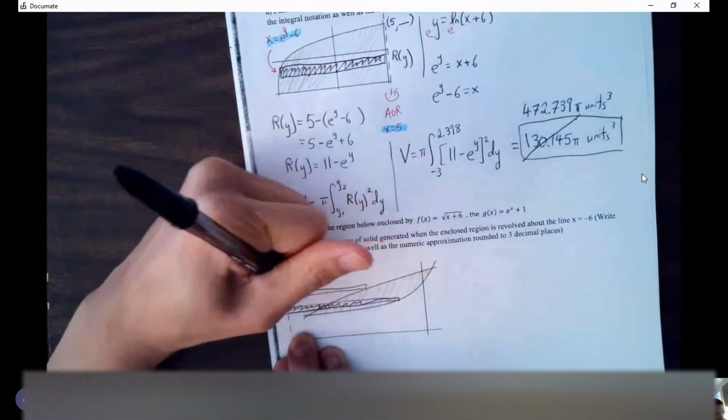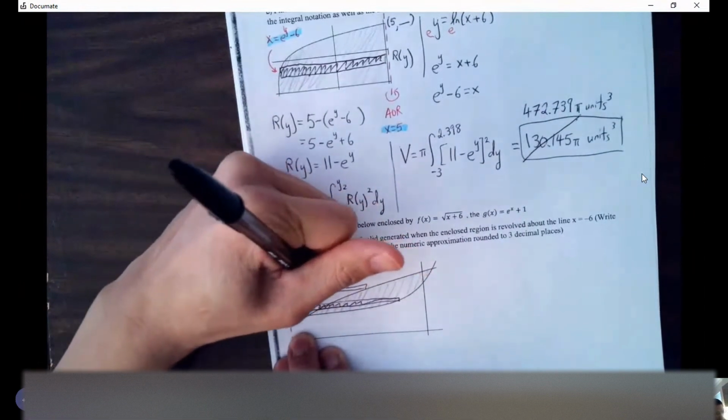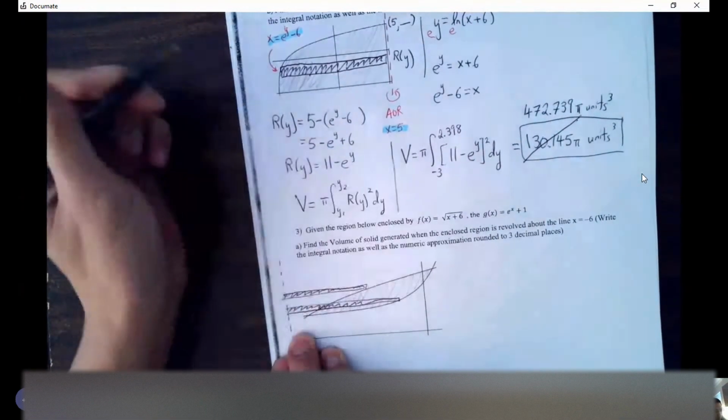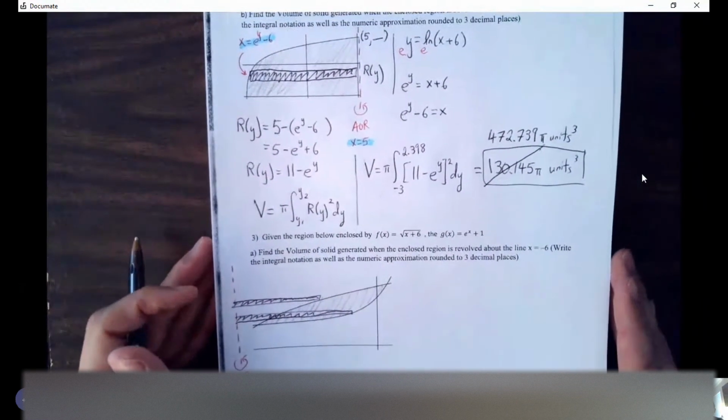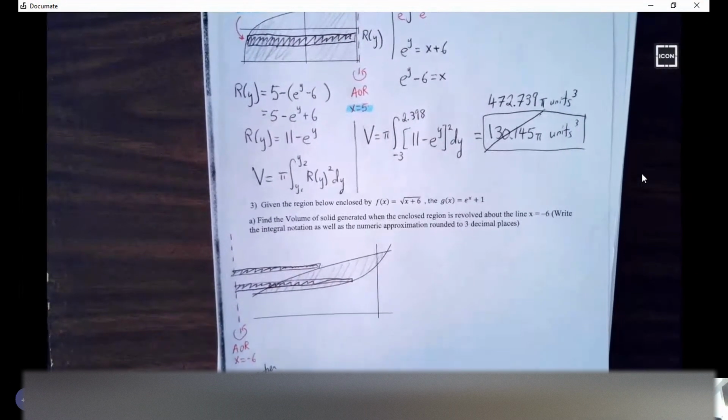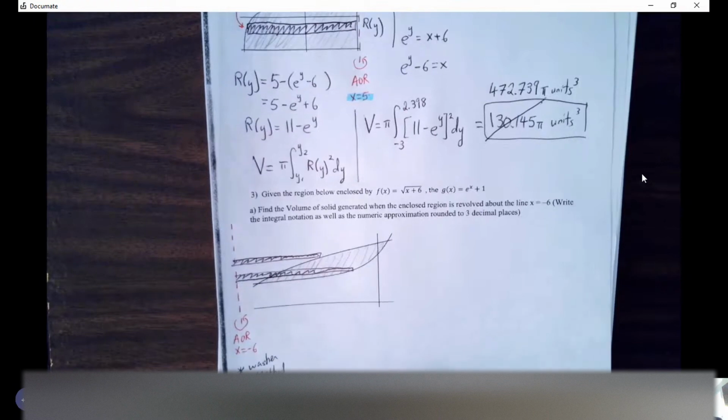Mr. Yang, do you have to write out all the graph stuff to get full credit, or can you just do the math? What do you mean? Like drawing the lines, like the AOR and all that stuff. You don't have to. I find it helpful. It just helps. Okay. But you don't have to, no. All right, cool. Thanks.